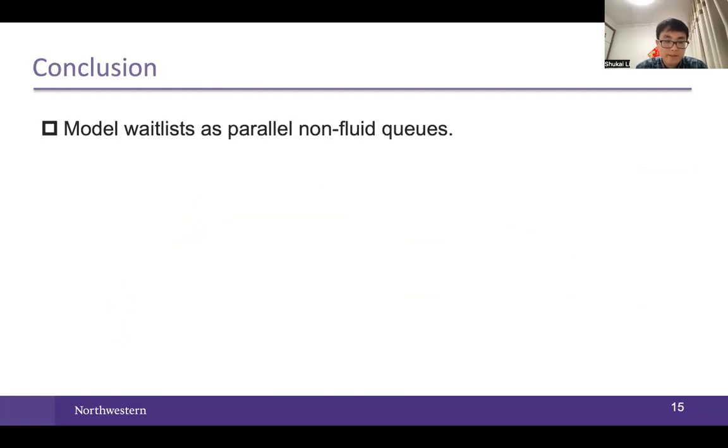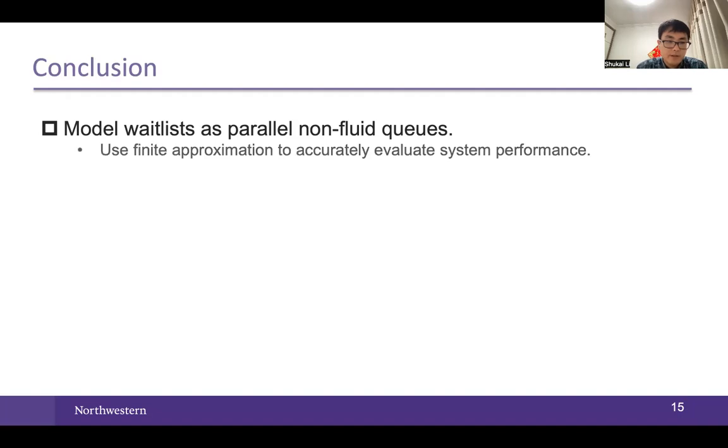We model patient waitlists as a non-fluid queue, which is proven to be more accurate than the widely used fluid models in transplant literature. And to evaluate and optimize the system performance, we use a finite state Markov chain to approximate the original continuous state stochastic system. Our approximation has computable error bounds, and it does not require a large system scale.